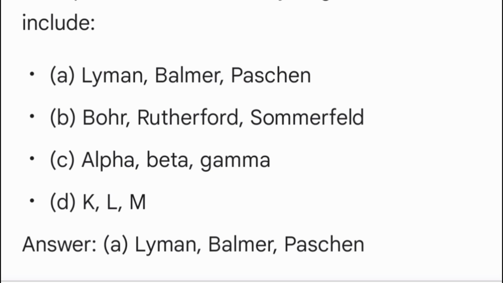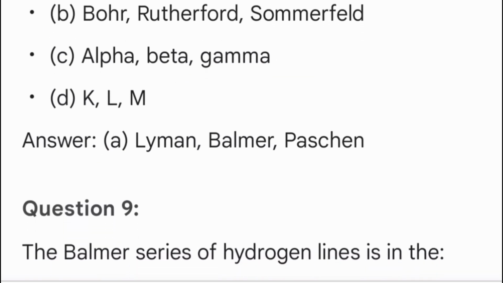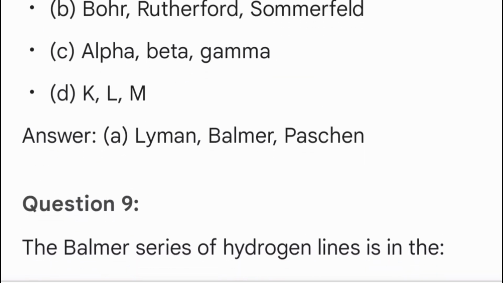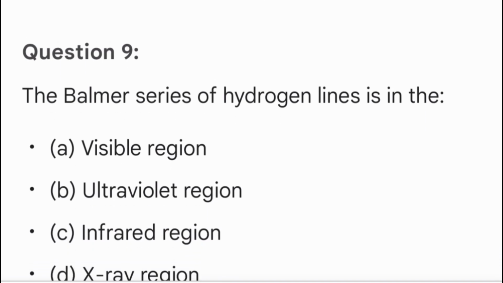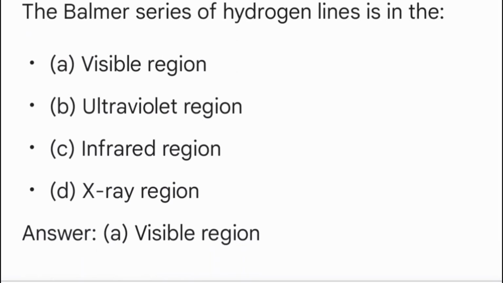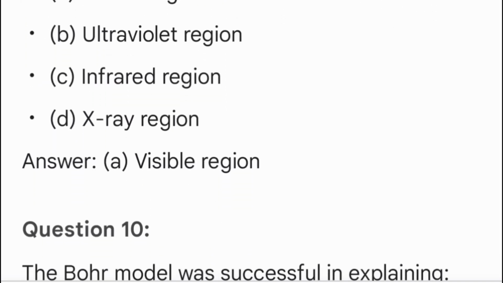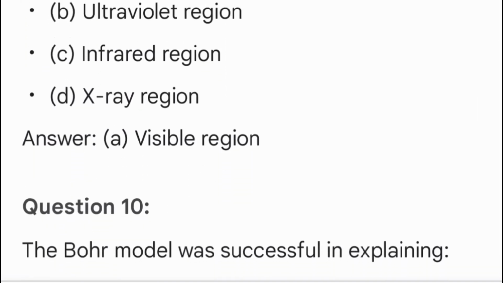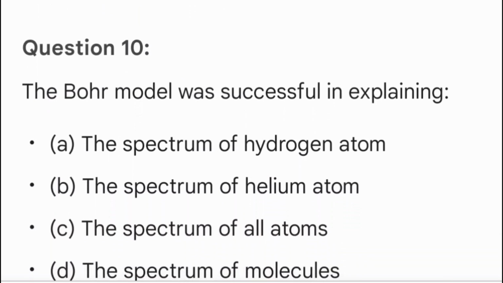Lyman, Balmer, Paschen. Question 9. The Balmer series of hydrogen lines is in the A. Visible region. B. Ultraviolet region. C. Infrared region. D. X-ray region. Answer A. Visible region. Question 10. The Bohr model was successful in explaining A. The spectrum of hydrogen atom.